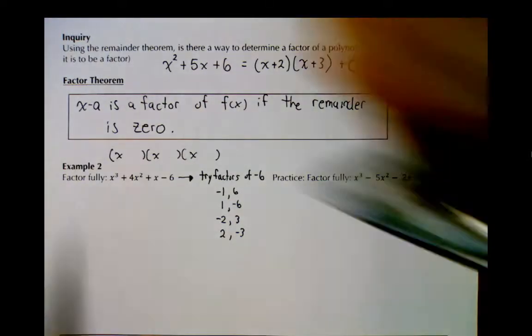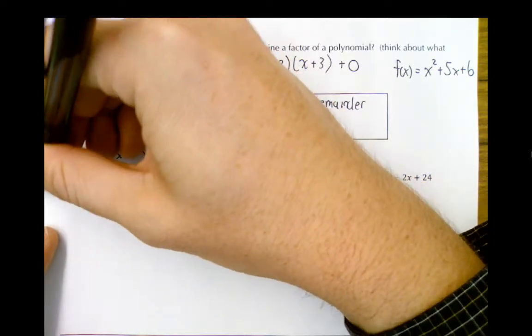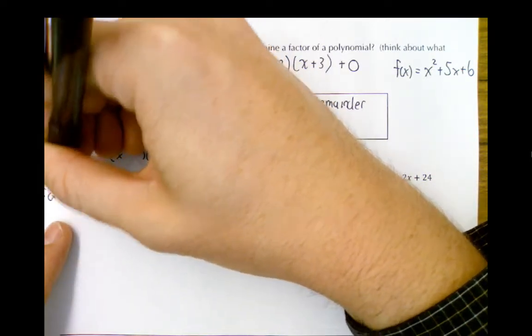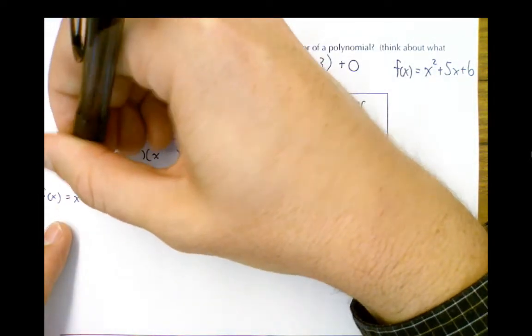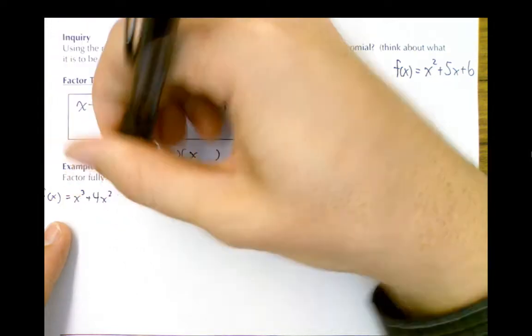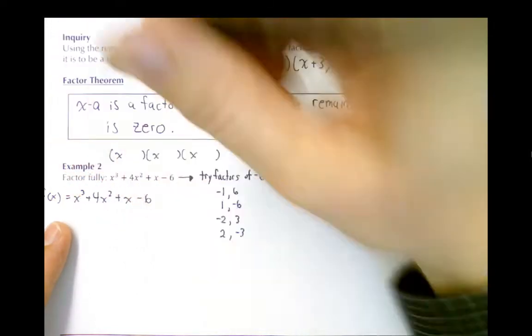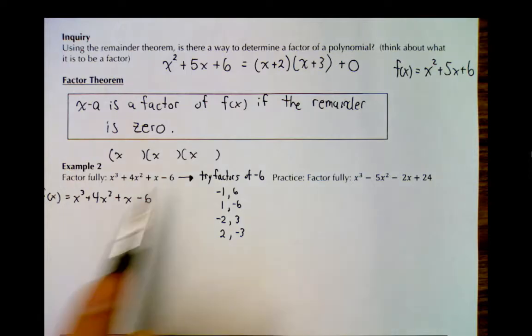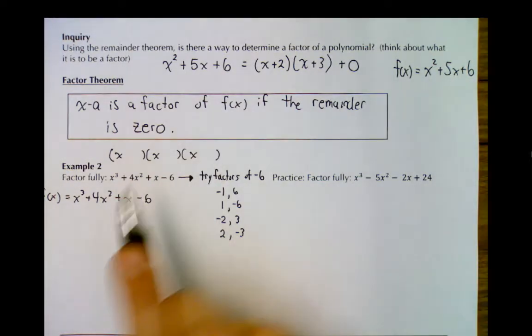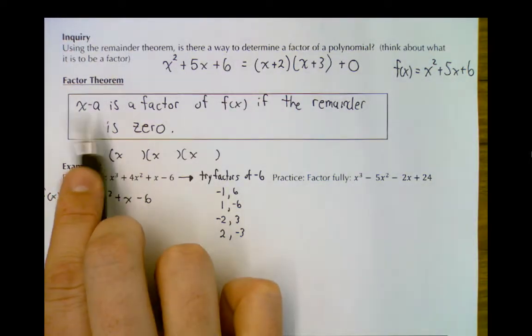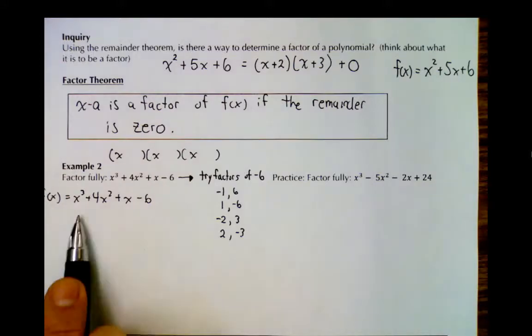We know that if we take our function and plug in a number that should go at the end of these brackets, or the correct a value, we should get a remainder of 0.